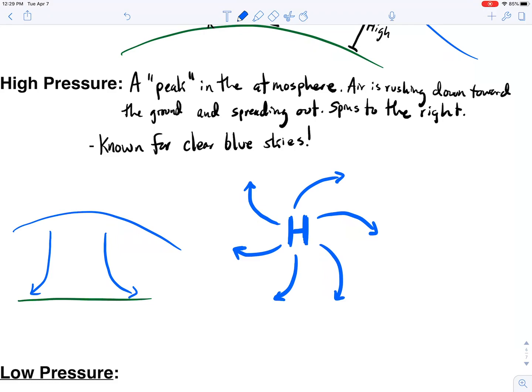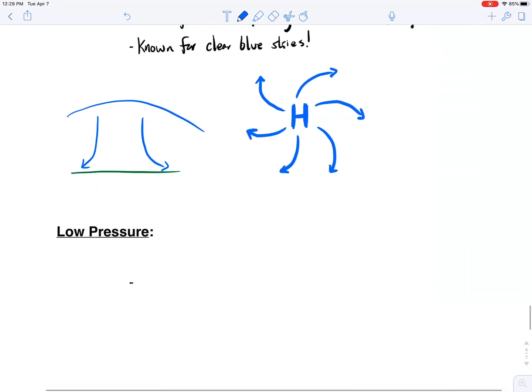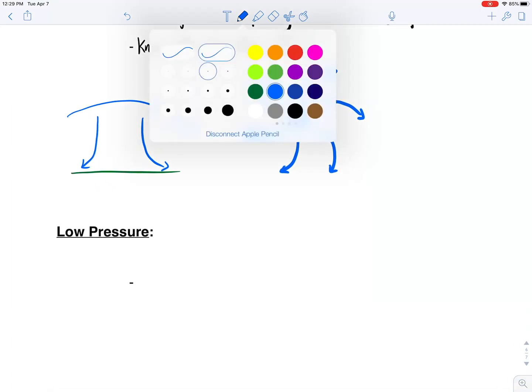Okay, so we can think of a high pressure system. On a map, we can predict wind direction based on air pressure and high and low pressure systems in an area, and that's a way we think about high pressure. Air flowing downward, but it's also going out away, and it's spinning to the right.